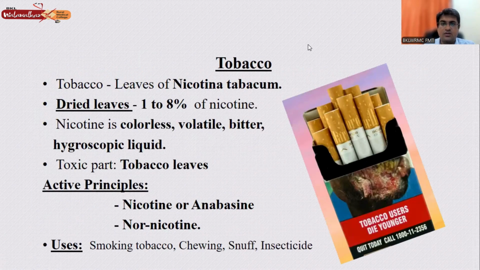First of all, one of the most important cardiac poisons is tobacco. It is also called Nicotiana tabacum. 1 to 8% nicotine is found in the dried leaves, and this nicotine is colorless, volatile, and bitter in taste. The most toxic parts of this plant are the tobacco leaves. The active principle, you must remember this: nicotine, also called anabasine or nornicotine. Tobacco is used in the form of smoking, chewing, snuffing, and insecticide preparations.